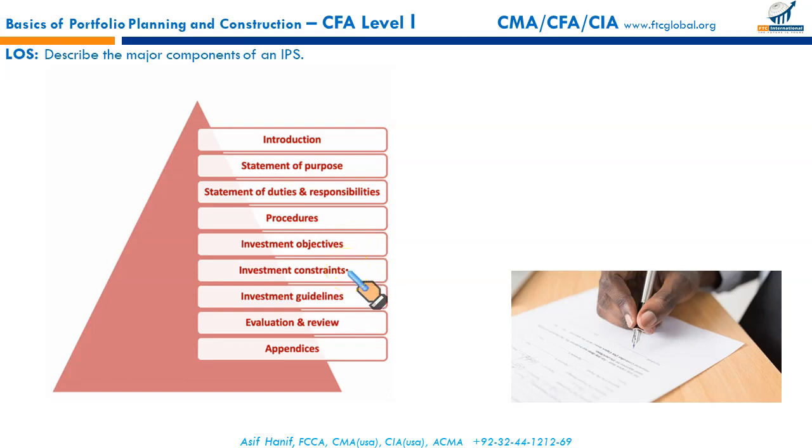Investment constraints, specifying what we can invest and what we can't, minimum shares in certain assets. Investment guidelines, that is the permissible assets, which assets we can invest in. Then of course the evaluation and review, the performance feedback, how well the investments were managed. And then of course the appendices that will contain the strategic asset allocation and the tactical asset allocation details. So these are the major components of IPS.